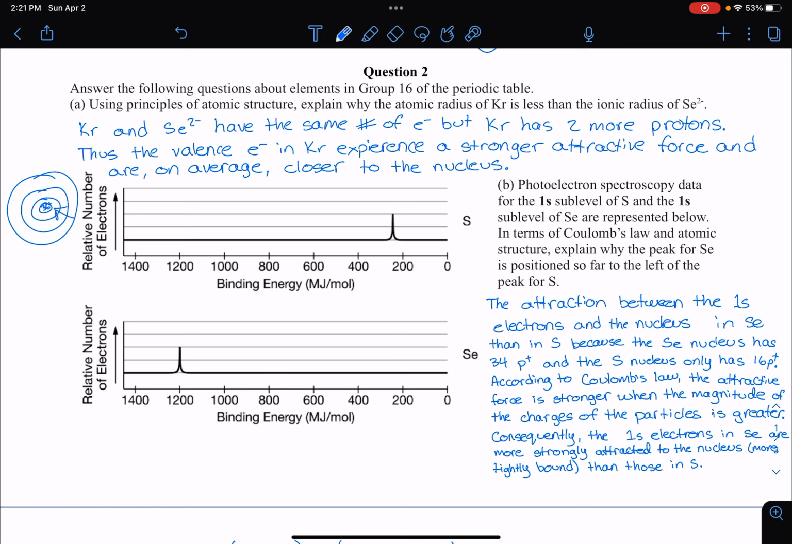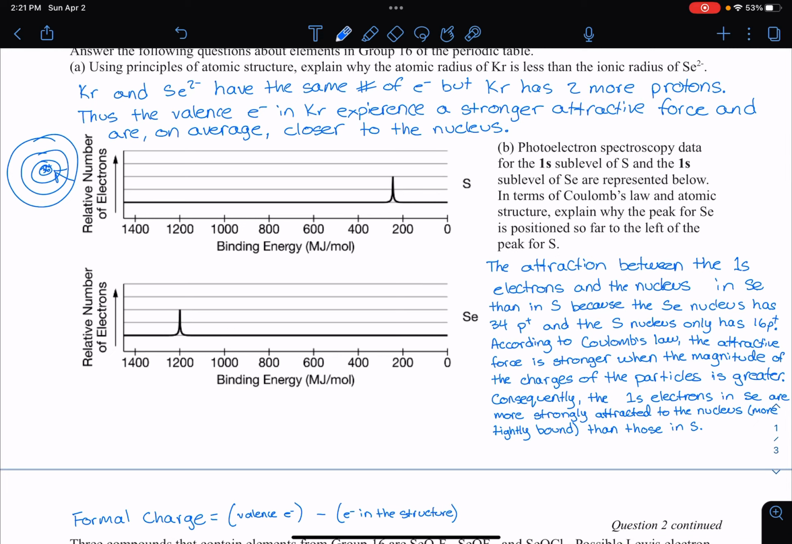All right, part B. Photoelectron spectroscopy data for the 1s sublevel of sulfur and the 1s sublevel of selenium are represented below. If you look at the periodic table, you can see that they are in the same column, group 6, both of these, sulfur and selenium. In terms of Coulomb's law, there's your key you need to mention somewhere in your answer. So in terms of Coulomb's law and atomic structure, explain why the peak for selenium is positioned so far to the left of the peak for sulfur.